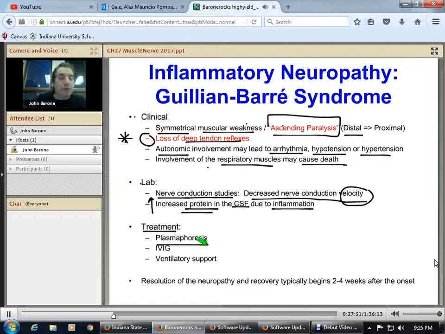All right, now for treatment, one of the things we try is plasmapheresis to try to remove some of the antibodies that are attacking you. And then giving IVIG can help too. How it works, we're not sure. So get rid of their antibodies, give them new antibodies, and of course, ventilator support, get them on a ventilator if they get weak. Now, most people are going to get better usually in 2 to 4 weeks after the onset of weakness. So it usually takes about a month.